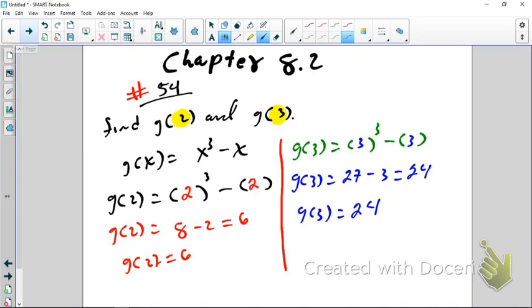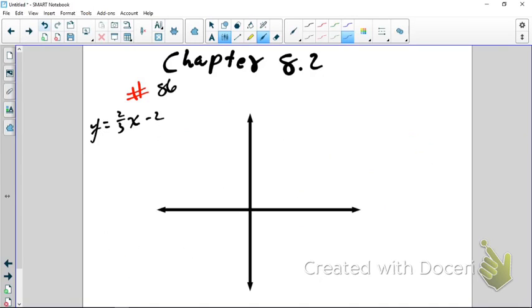Let's see what other examples that I chose. Number 86 is part of your homework. It just simply says graph the given function. Remember, if you have your slope and if you have your y-intercept, which is your b, you definitely know how to graph this.